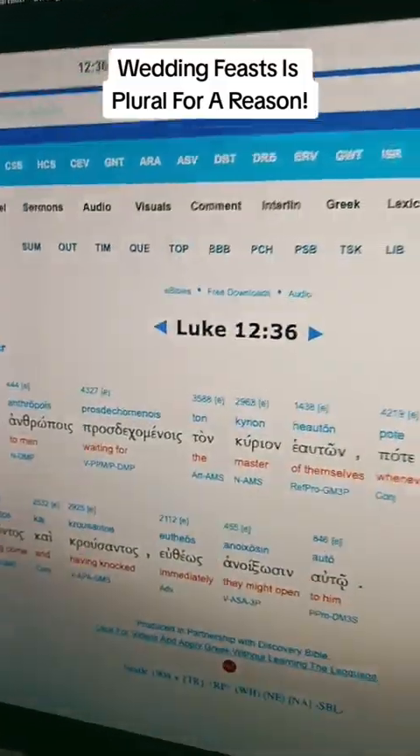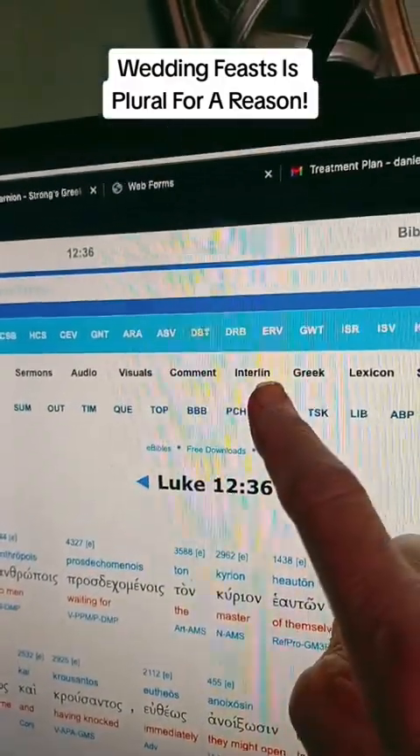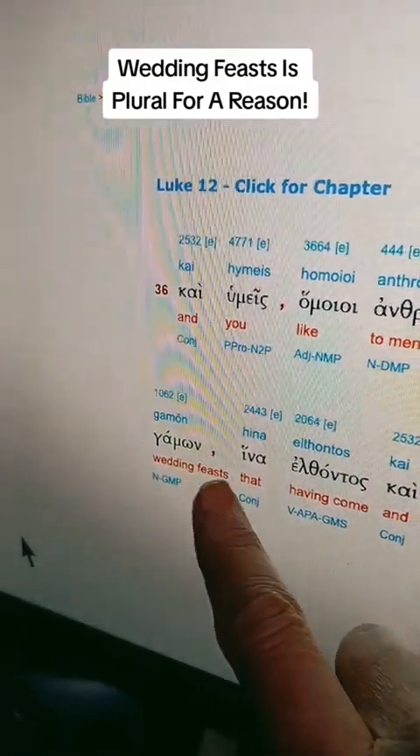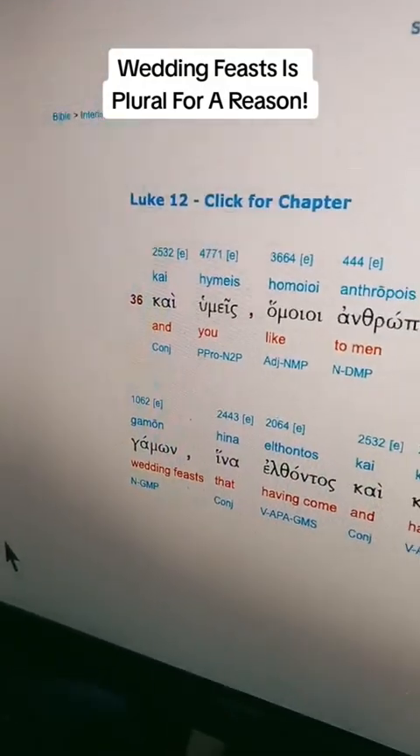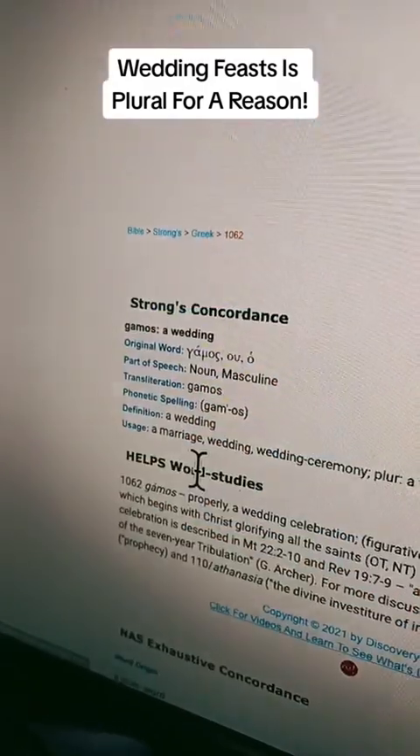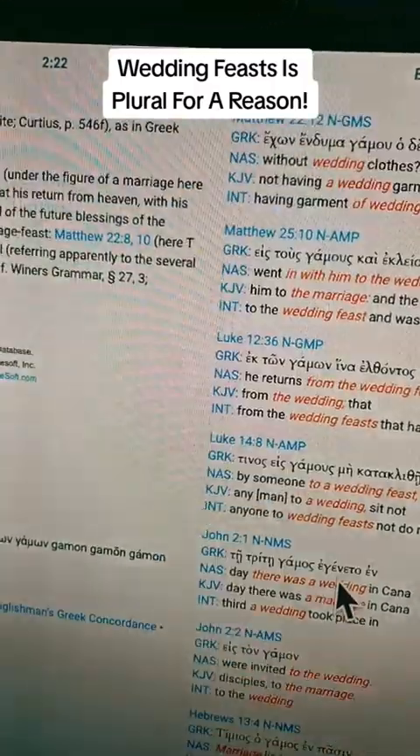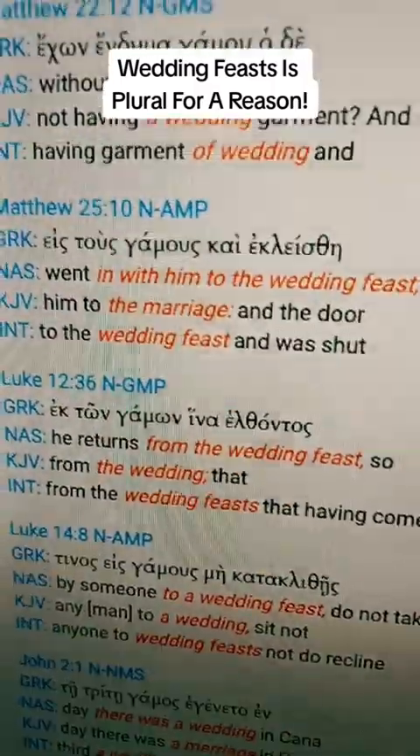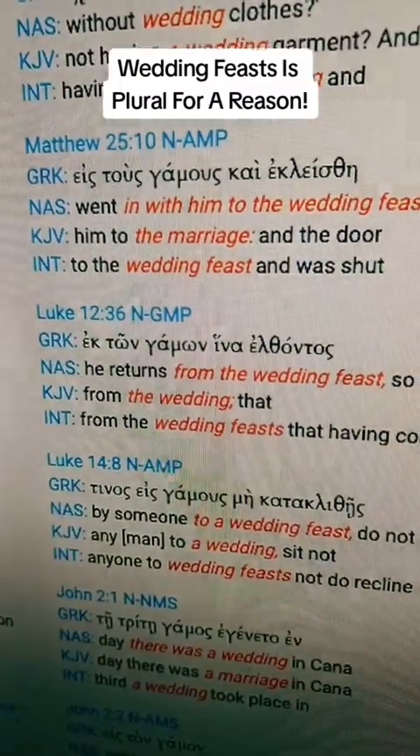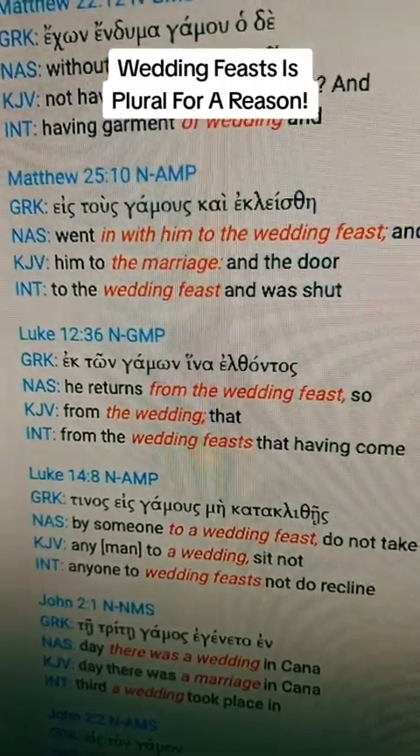When you look at one of these verses in the plural in the interlinear view at Bible Hub, you see here they put wedding feasts plural here. You click on Gamos, and you come down to Luke 12:36. It's singular. The wedding, from the wedding feast.